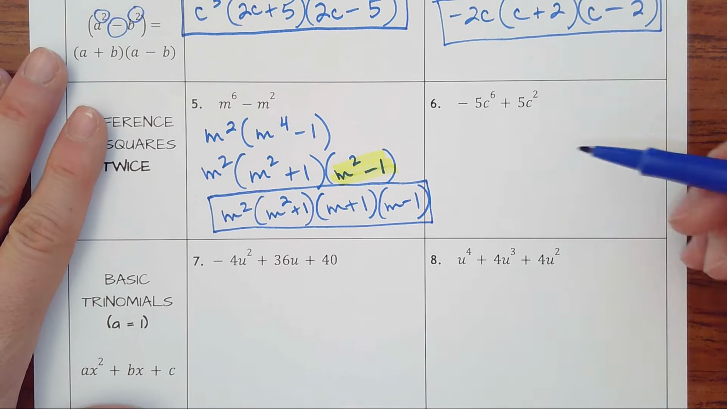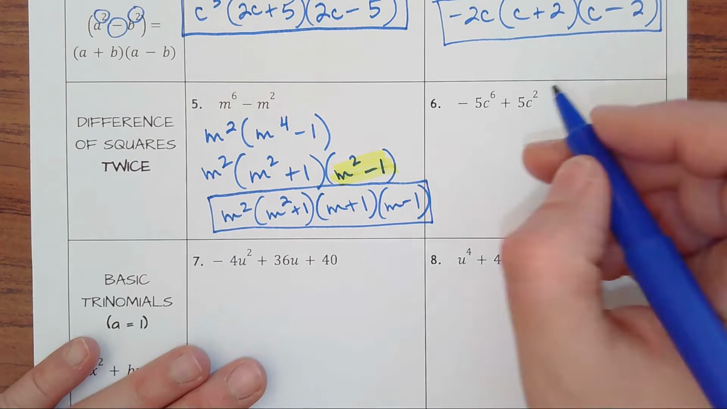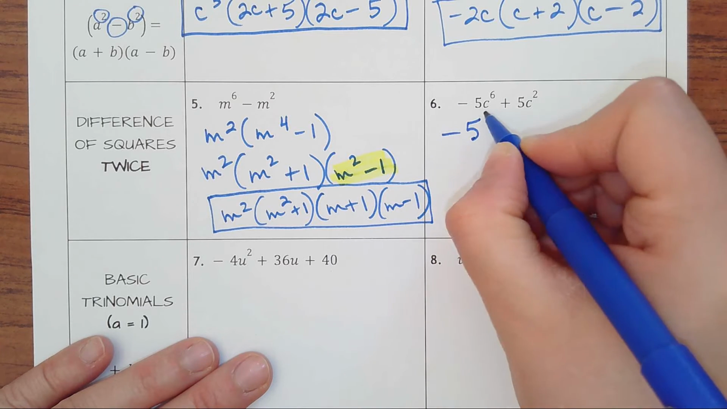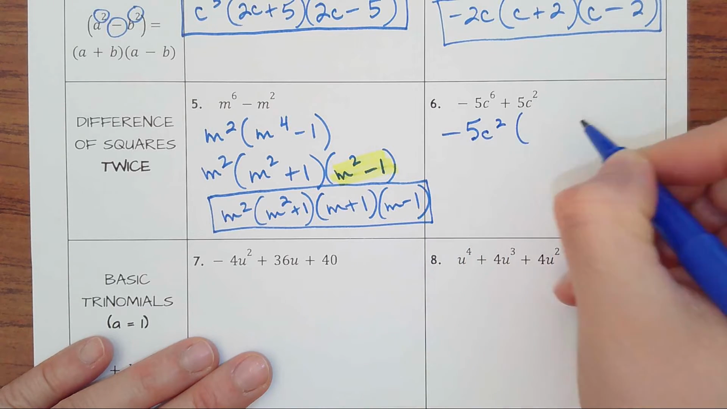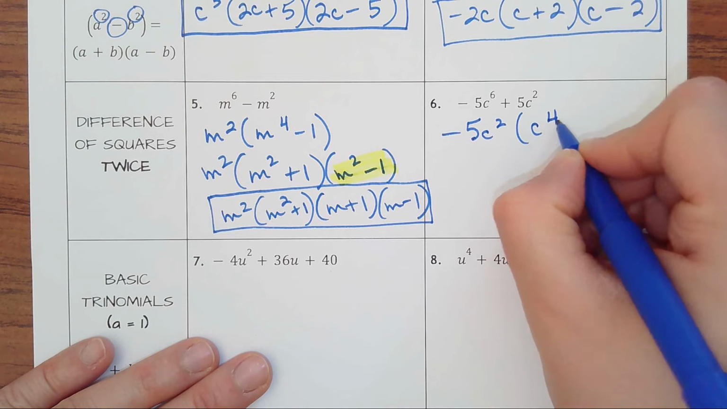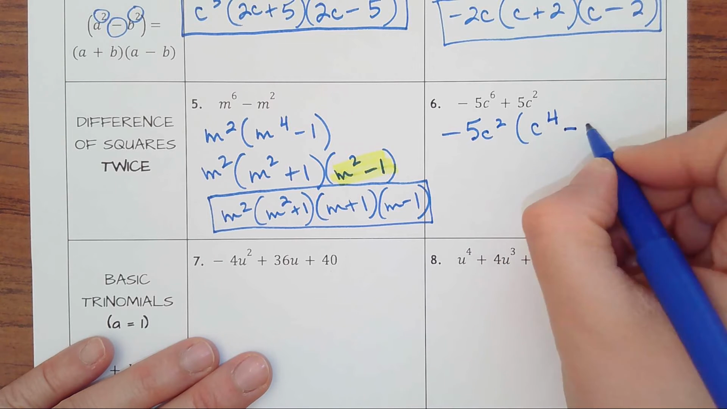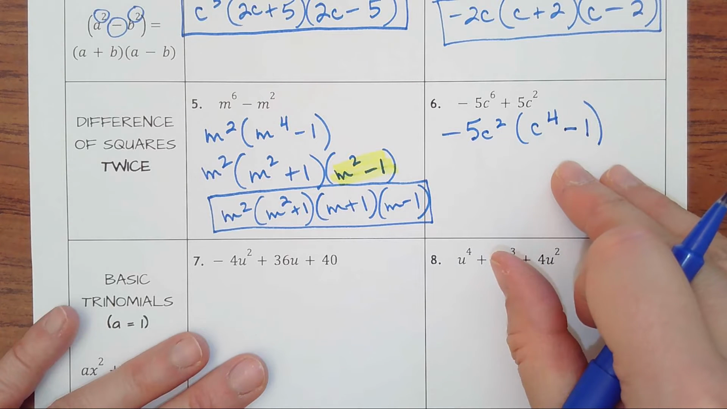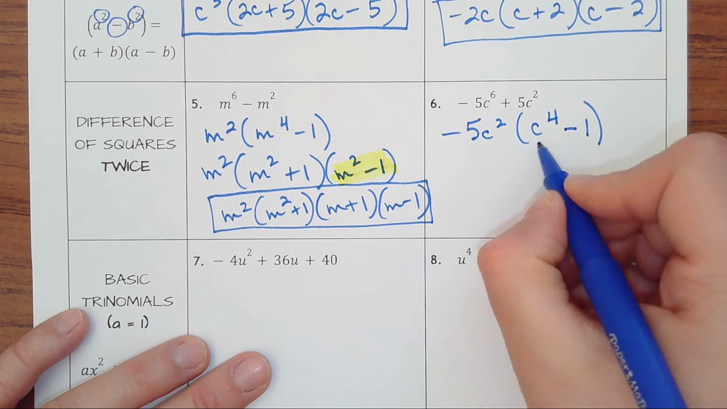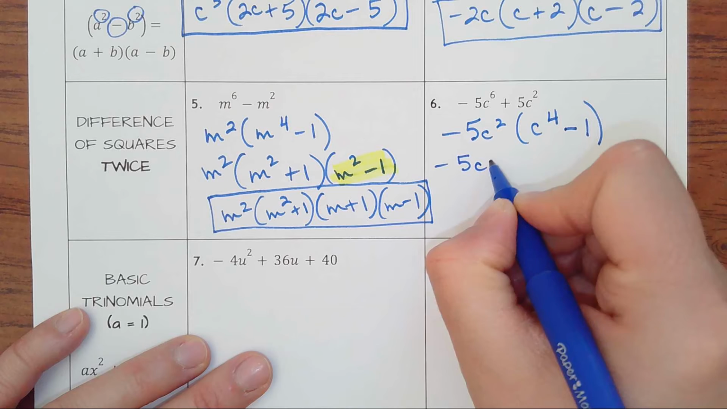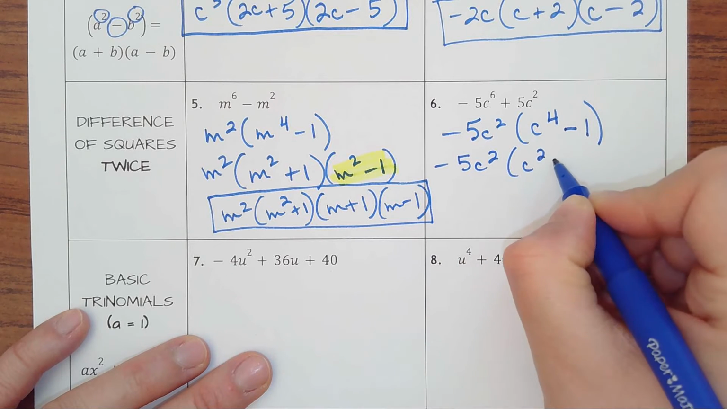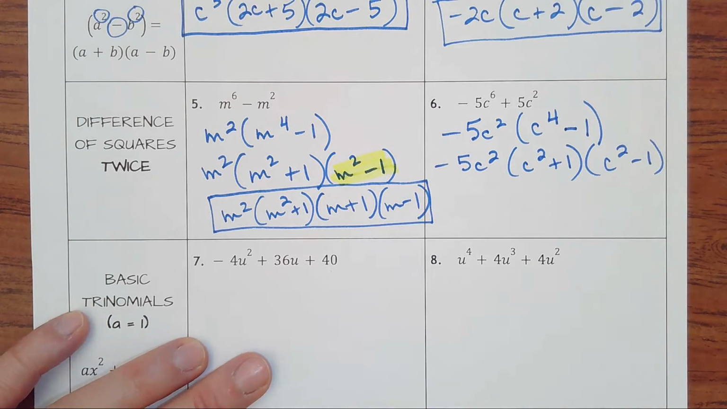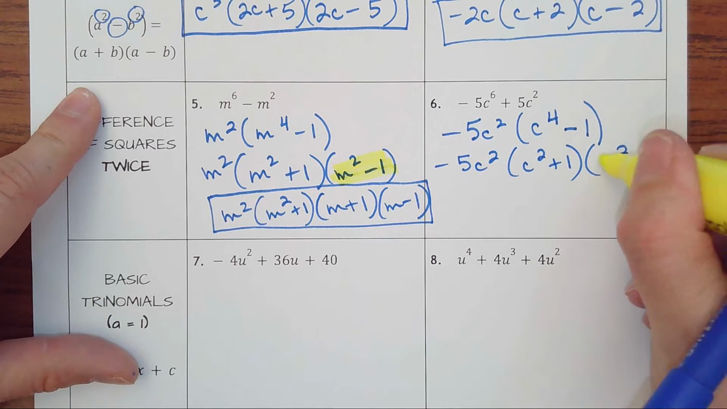And if at any point in time you want to pause and try the next one, that's fine. Okay, the next one I would take out a negative, a 5, and a c squared. So that would leave me with c to the 4th minus 1. This one is very similar to what we just did. I would do this again. And then I would do the one with subtraction again.